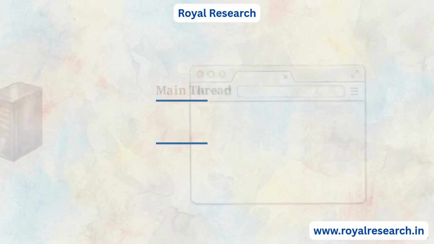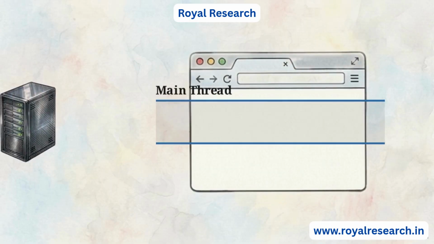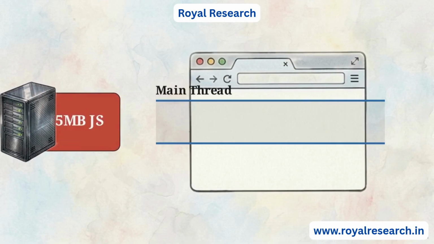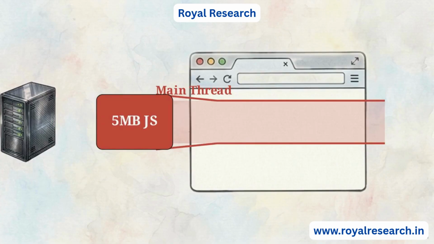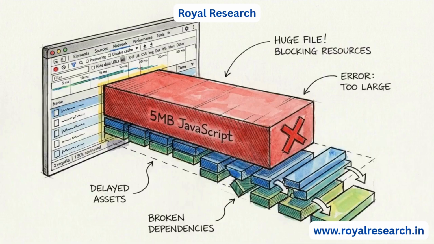This browser architecture diagram illustrates the technical reality. When a server sends a monolithic 5-megabyte JavaScript payload, that single massive red data block wedges directly into the main thread, immediately halting all smaller, subsequent processes trying to pass. That blockage interrupts the critical rendering path.